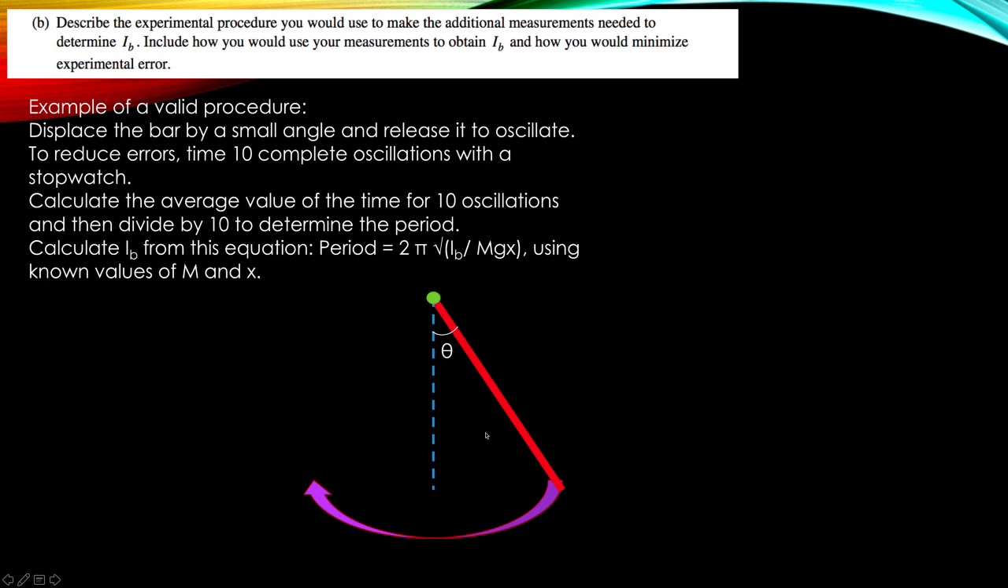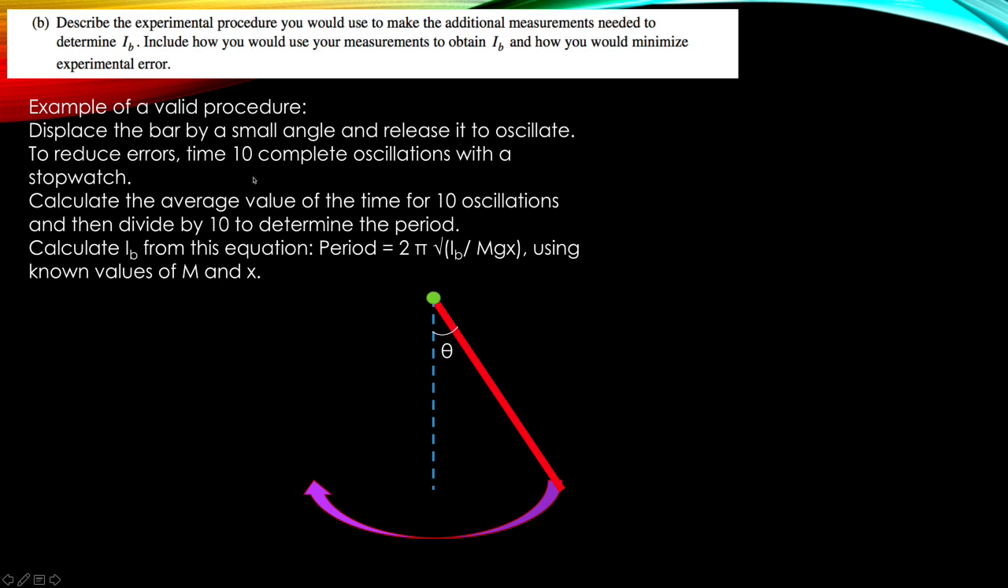So they have us displace the bar by a small angle, which you can just call theta, and then release it to oscillate. The point of that is you want to measure the time it takes for it to go from here, the point at which you released it, and then over here, and then back. That's going to be one period. And they want us to do that 10 times.